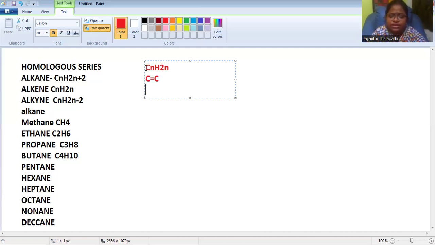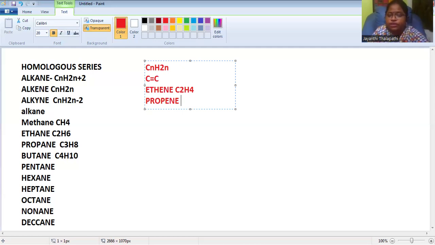So what is it? There is no compound called methene. The alkene starts from ethene. There is no compound called methene. So what about ethene? I said eth means two carbon atoms, which means C2, and the hydrogen will be, from CnH2n, 2 into n. So what is n here? 2. So 2 into 2, which means H4. C2H4, which is ethene, right? Next, propene.